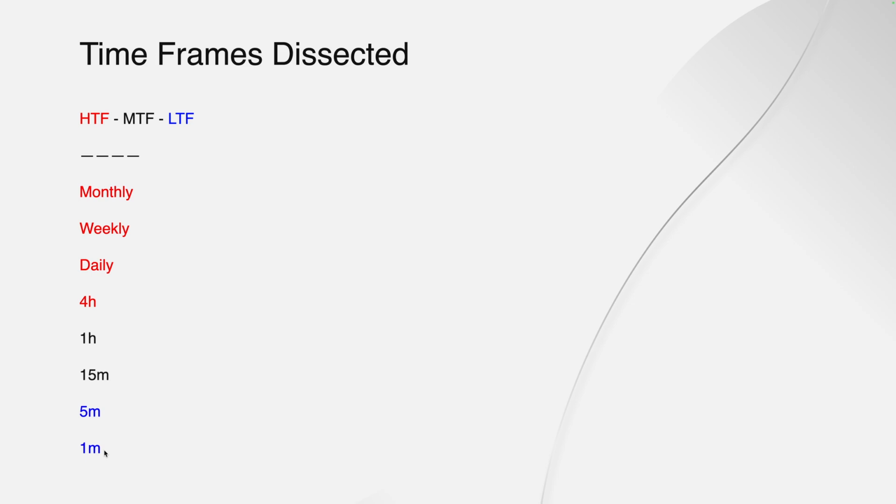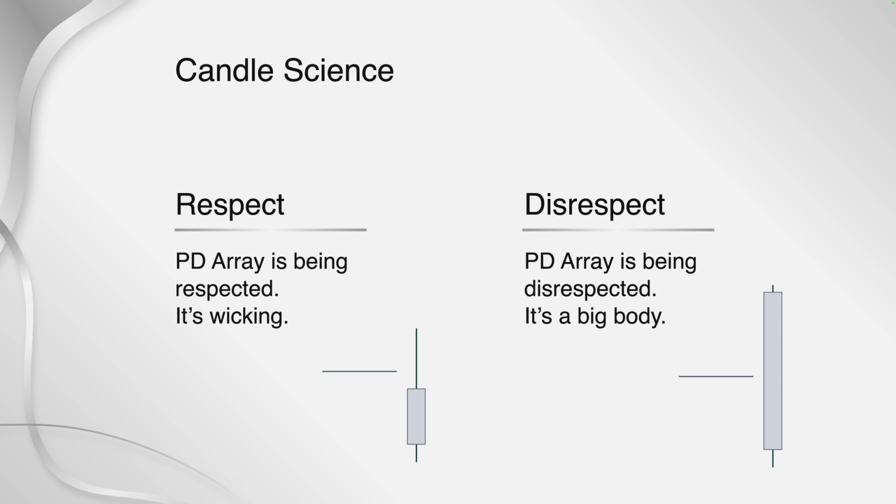That is how we dissect the time frames, to make it a little bit easier to understand what we are referring to when we refer to the higher time frame, the lower time frame, or the mid time frame. Then from those time frames, which we're going to dive into more in depth later on as well, we now need to understand, of course, the basis of candle signs.